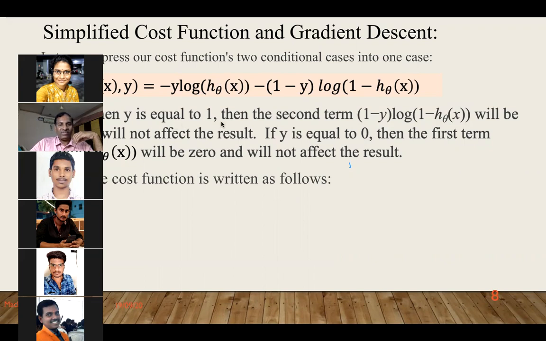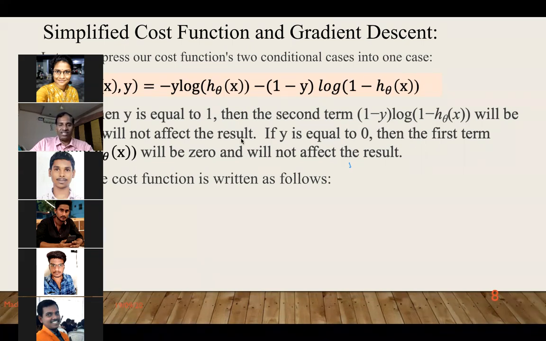So when y is equal to 1, then the second term, 1 minus y log 1 minus h theta x, will be 0 and will not affect the result. When y equals 0, what terms remain here? Only the second term will remain, right? The first term, with y equal to 0, will cancel out. So if y is equal to 0, then the first term, minus y log of h theta x, will be 0 and will not affect the result.